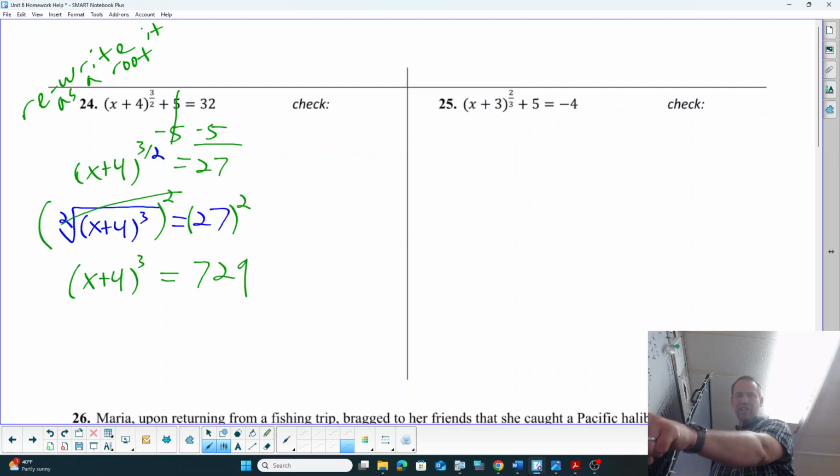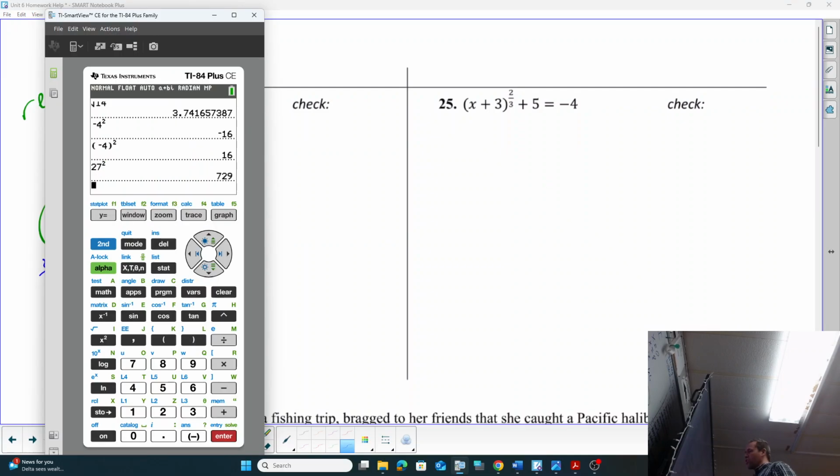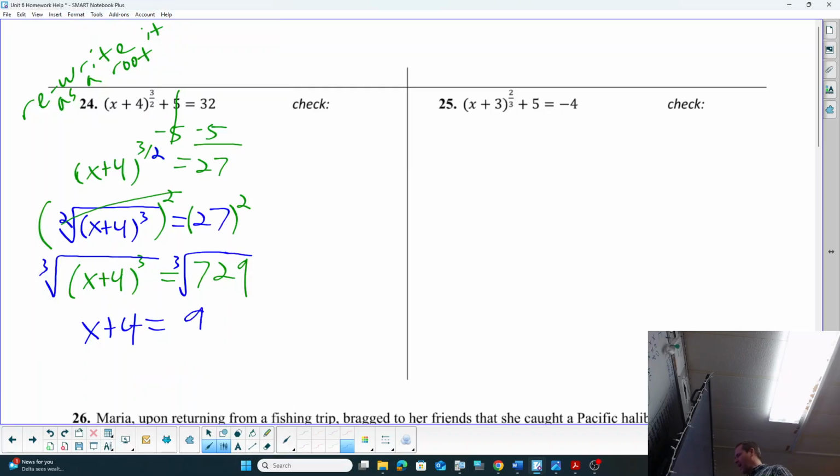Okay, so now how do we undo the power of 3? So we 3rd root it, right? Remember, it's the 3rd root. And so now how do you do the 3rd root in your calculator? So x plus 4 is equal to the 3rd root. On your calculator, you go to the math button and you go to option 4 or option 5 if it's 4th root, 5th root. So third root is option 4 of 729, which is 9. So we get 9. And then minus 4 to both sides. And 9 minus 4 is 5, so we get x equals 5 as our answer.